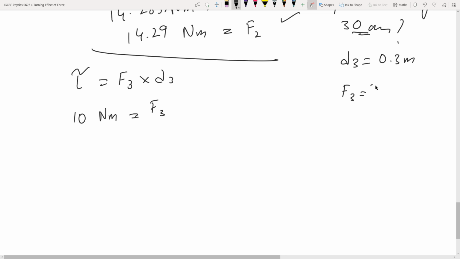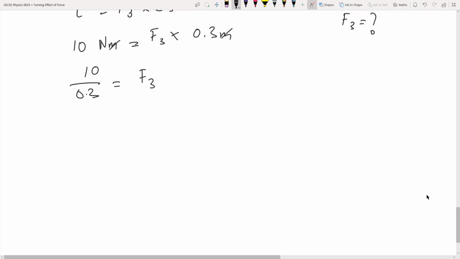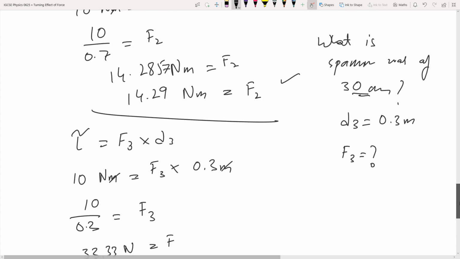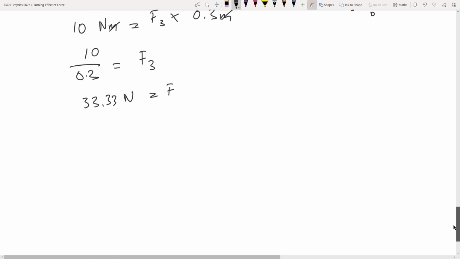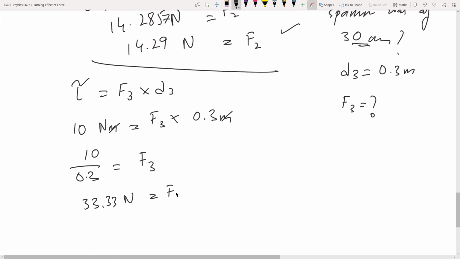So F3 is unknown, times 0.3 meters. Again, meters cancel out, so it's just newtons left. So 10 divided by 0.3 is equal to F3. We simply do 10 divided by 0.3, and that is going to be 33.33 newtons of force. Sorry, I made a mistake over here. It's not newton meters, just newtons. Okay, there we go. So as we can see, F3 is the greatest of them all.